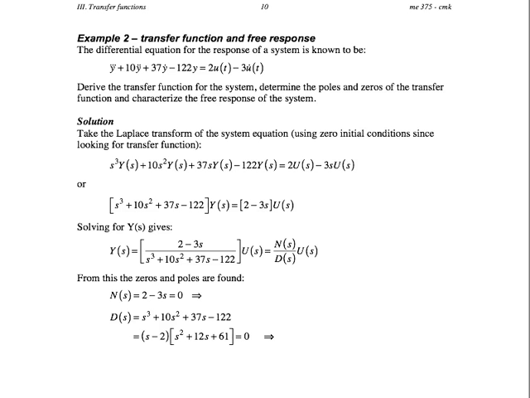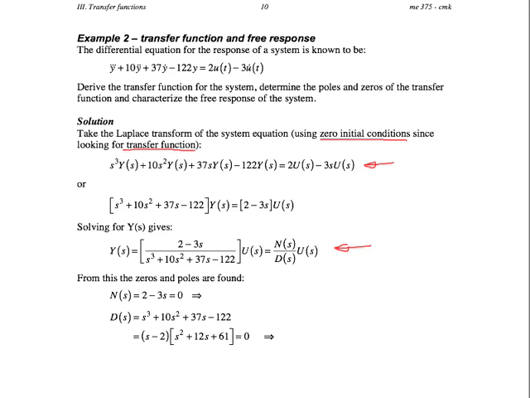So here I took a Laplace transform of our equation of motion. I got this. And I said that since we're looking for a transfer function, we're really looking for forced response. Forced response means zero initial conditions. So from that, I solve for the transformed response there, y. We see again, it's as expected, the ratio of n over d. And then from that, we can find out our zeros and poles.